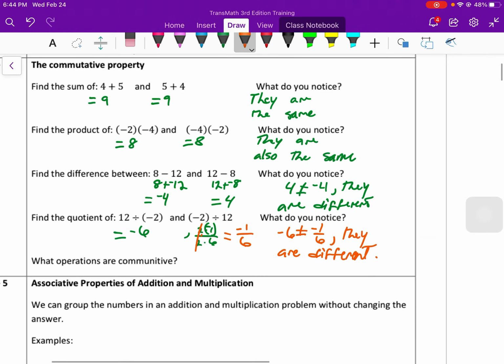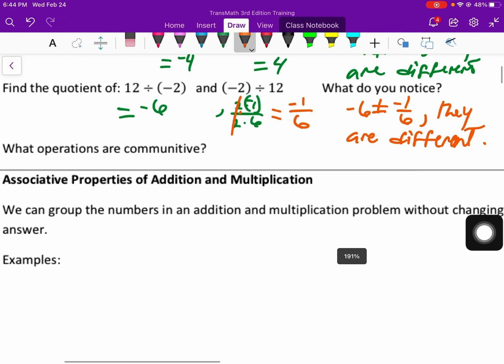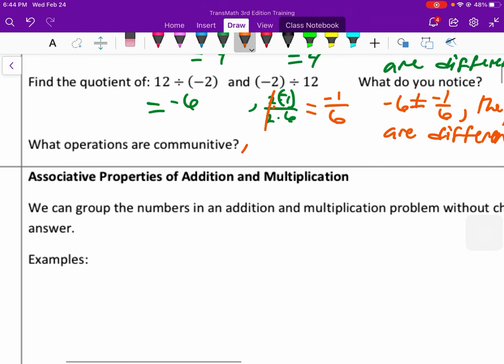So what is commutative? Addition and multiplication. Subtraction and division will not be commutative. So what operations are commutative? Addition and multiplication.